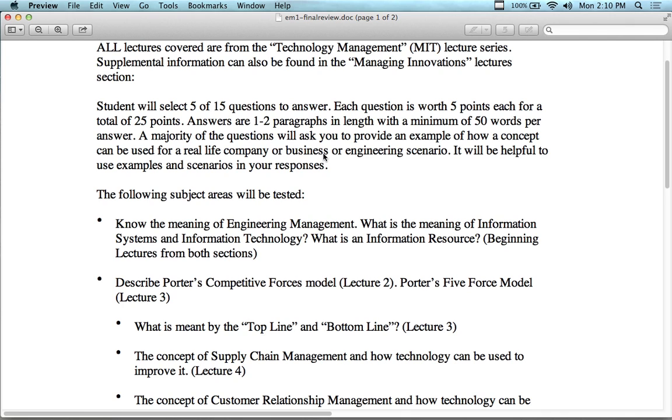So here's the thing. You'll be talking about a topic in one of the questions. You'll describe what it is, how it's useful. You'll answer the questions of the question. There's multiple questions per each question. I'll give you an example in a few minutes. Then you'll apply it towards something, or you'll think about it in a particular business or engineering scenario.